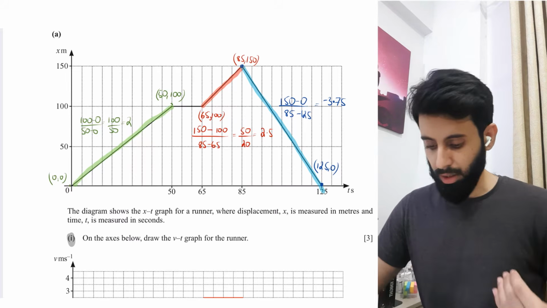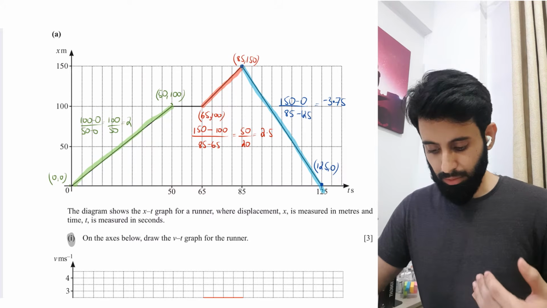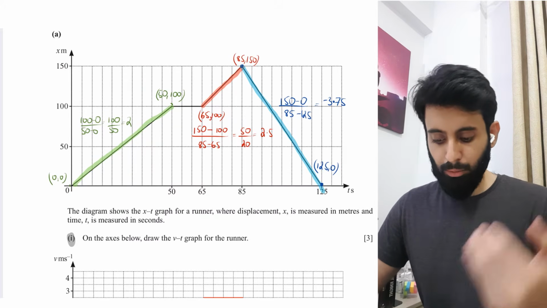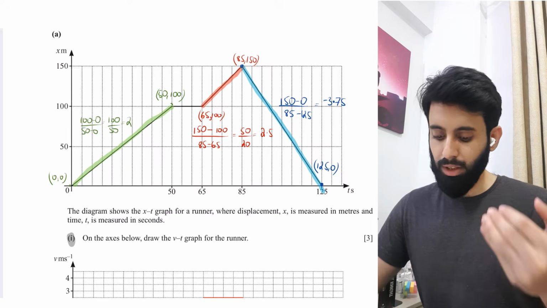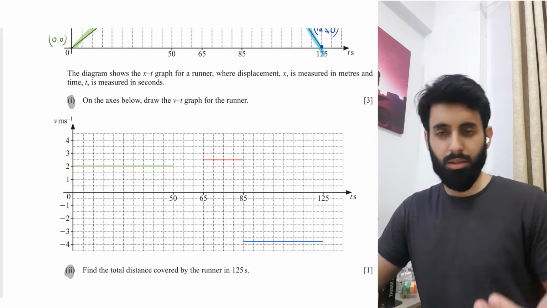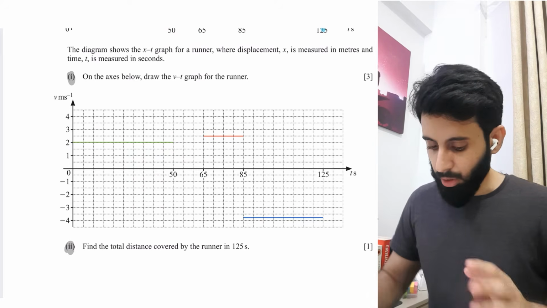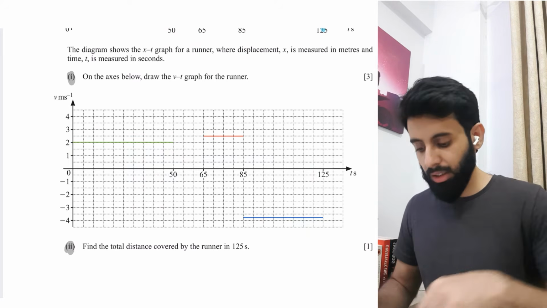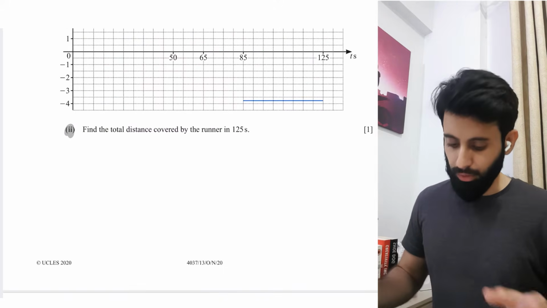So 150 minus 0 over 85 minus 125. So that gave us minus 3.75, which we showed on the graph. Minus 3.75, remember, is going to be between minus 3.5 and minus 4. Okay, so that's that. We get our 3 marks for these 3 different lines, and we've gotten them, and there you go.